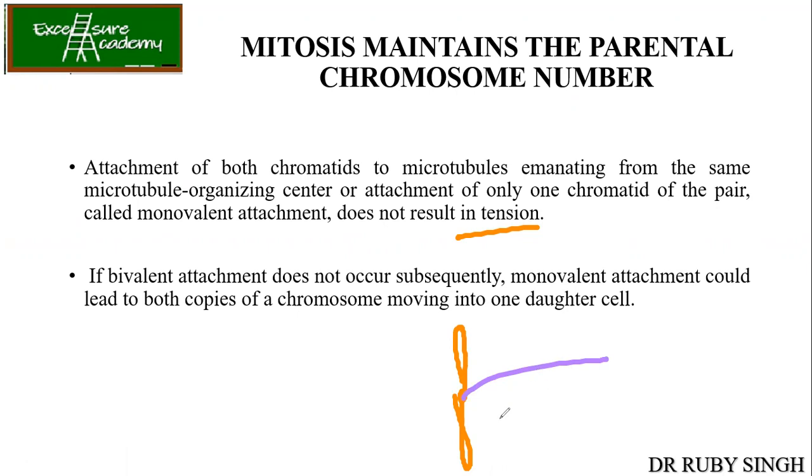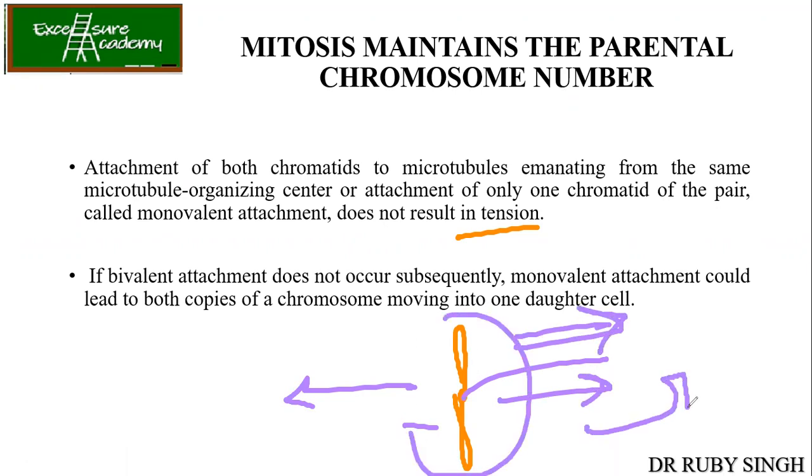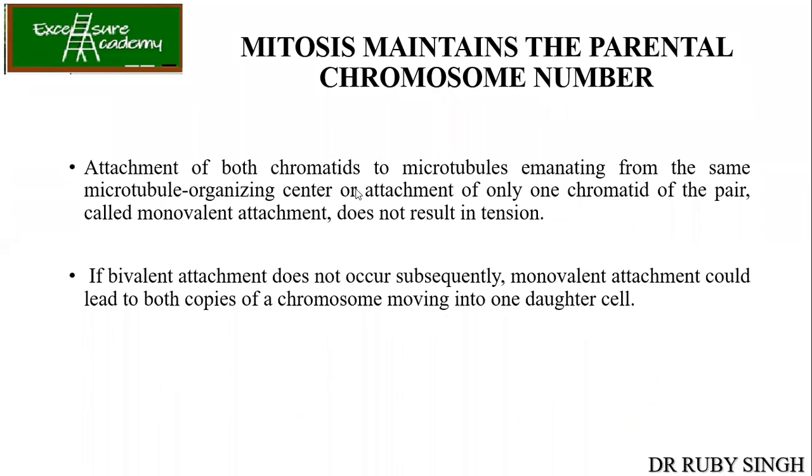But if it is attached only to one side, what will happen? There is no pull in this direction and this direction, only this direction. So this entire chromosome will go in this direction, so it will not result in the tension. That's why instead of monovalent, I want bivalent attachment. If bivalent attachment does not occur, monovalent attachment could lead to both copies of a chromosome moving into one daughter cell. So the other cell will become aneuploid. Okay, hope this is clear.